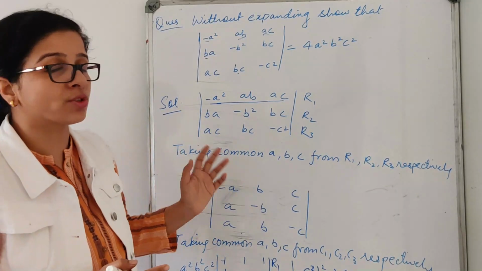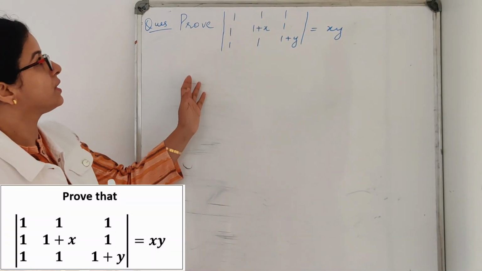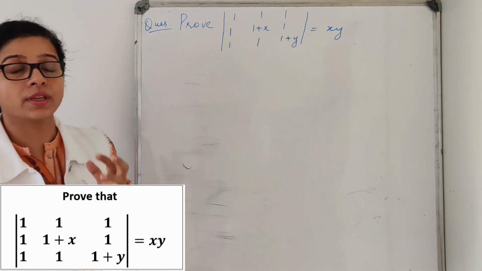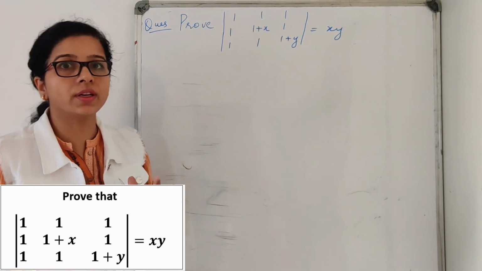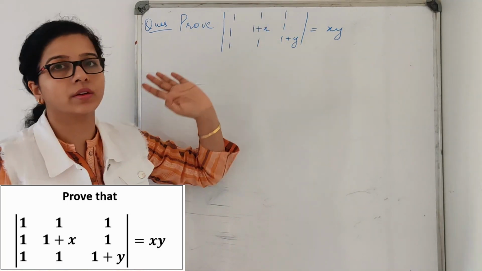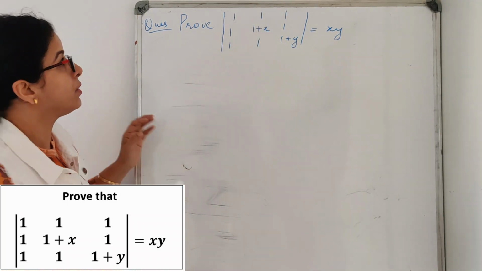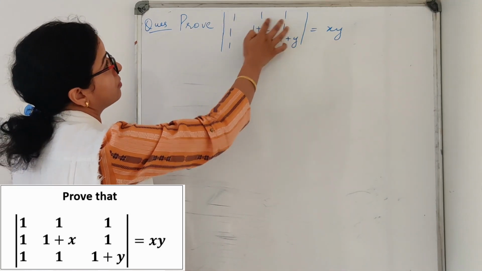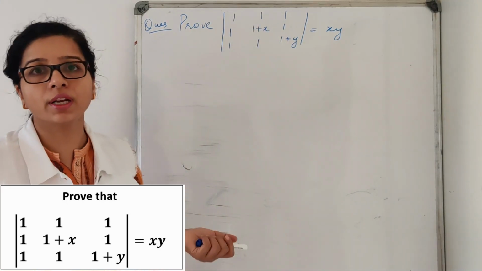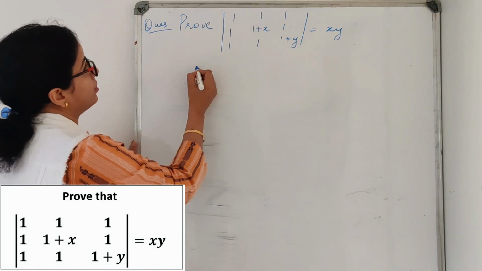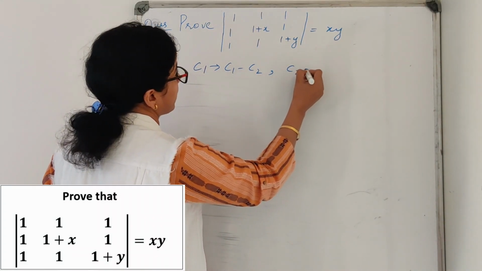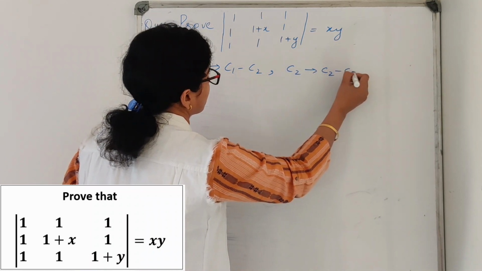Now I'll move to the next question. Okay, so now see, prove this determinant equal to xy. Now see viewers, the question becomes very easy when you have 1 1 1. So what you can do is directly make two zeros, subtract these two, so you will get two zeros and then you can expand. So what I am going to do is c1 minus c2, and c2 tends to c2 minus c3.